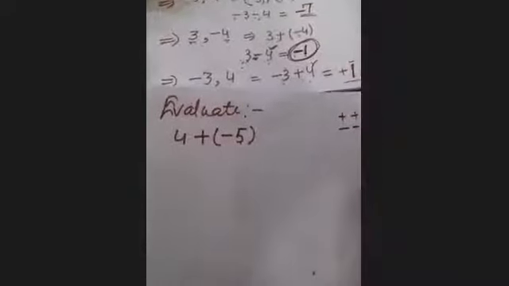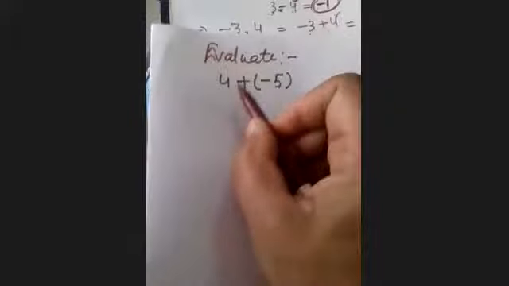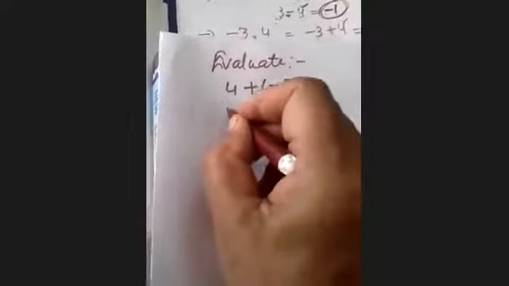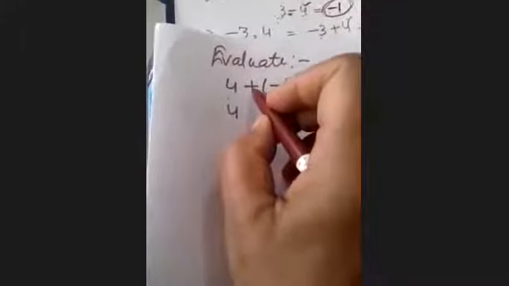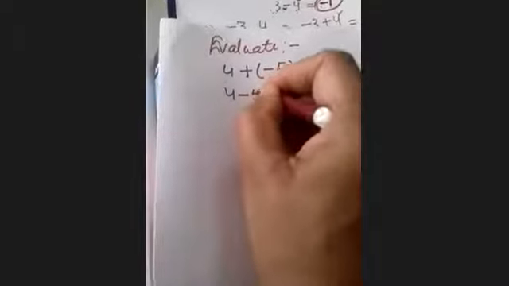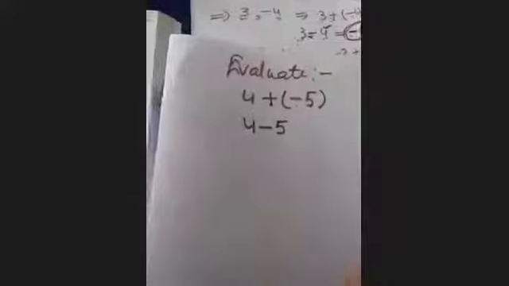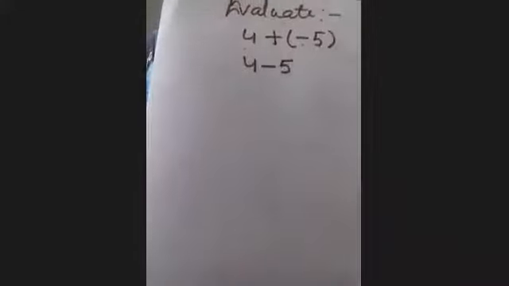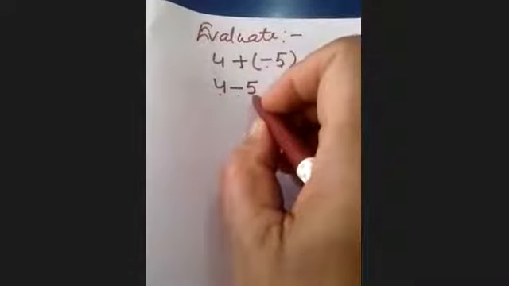Now, write plus plus plus, minus minus plus, minus plus minus, plus minus minus. These are the 4 rules which we use to solve this equation. First write 4 as it is. Next we have two signs, plus minus, so plus minus is minus, then 5. Clear? Now 4 minus 5.